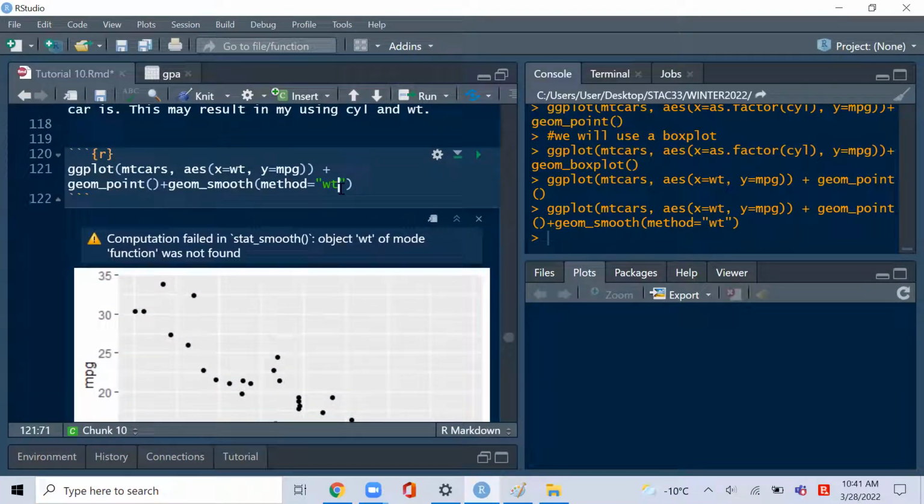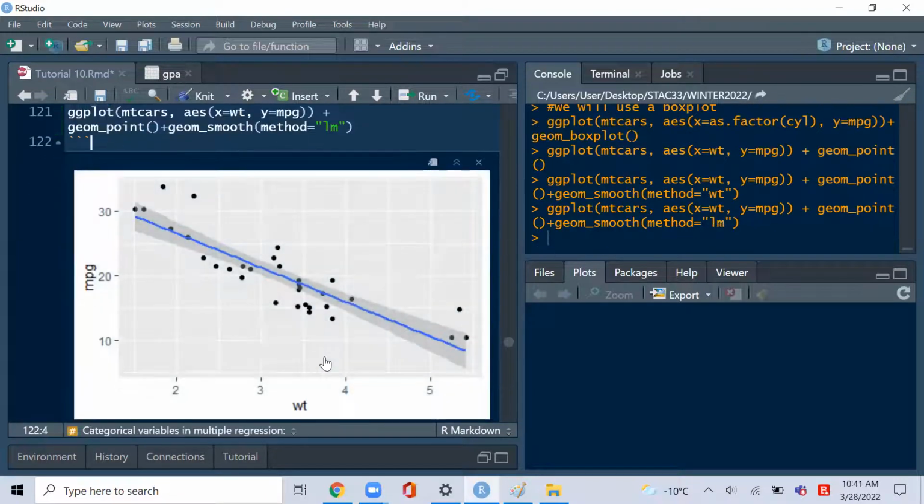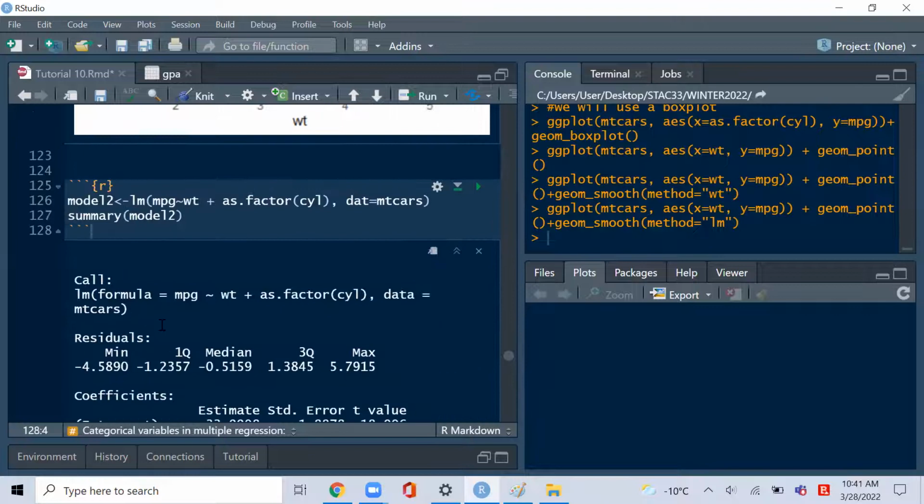Oops, I'm going to say LM. So you get this. It does a little poorly here because there's not enough data points, but it does really well in the middle here. So you can see that where those data are sparse, it doesn't do amazingly, but for the most part, it does a pretty good job. Okay. So let's look at our model of those two things.